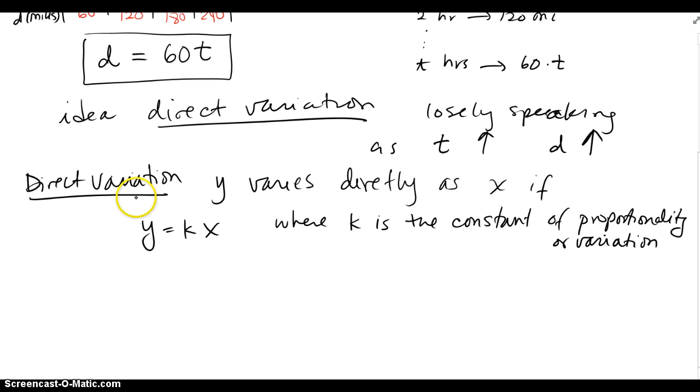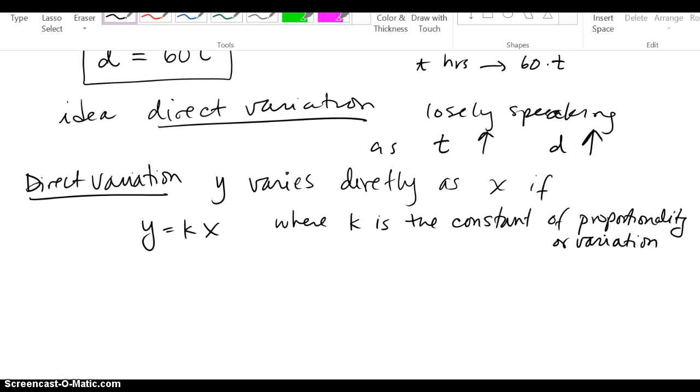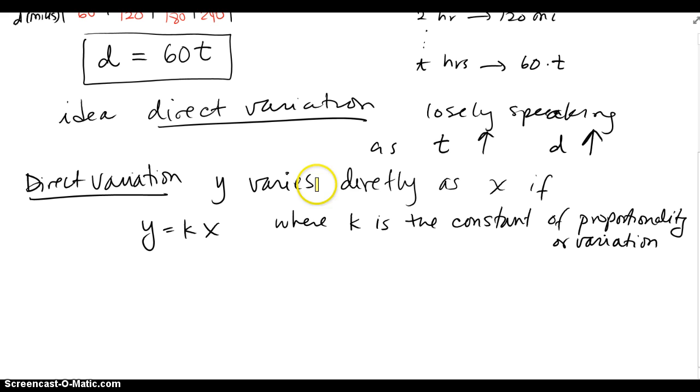So what is direct variation formally? Direct variation says that y varies directly as x, so the first variable varies directly as the second variable if y equals kx gets satisfied, where k is known as the constant of proportionality or constant of variation.